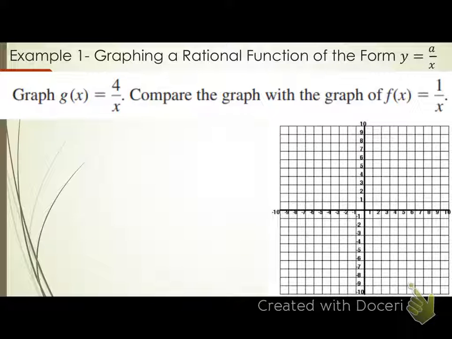It says graph g of x equals 4 over x. Compare the graph with the graph of f of x equals 1 over x. I could probably compare it without even graphing it, but let's graph it and see what happens. So hit the y equals button.